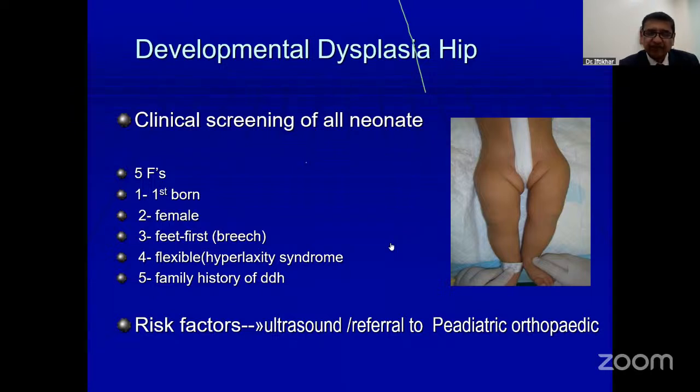Thank you. Doctor, from your presentation, hip click by itself is not significant in case of a child who is not having the 5Fs, the child on examination is having stability of the hips in the neonatal period. So hip click by itself doesn't mean the child is having DDH, right?